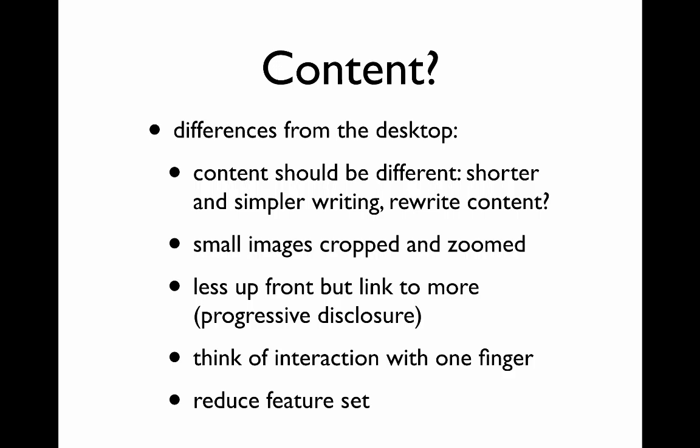So, some differences from the desktop in terms of the content. Again, the content should be different, shorter and simpler, so that it's easily viewable and easily scannable on a mobile website. Small images could be cropped and zoomed, with less upfront but linked to more. Progressive disclosure, for the mobile version. And of course, consider your website where one finger interaction could be the main form of interaction. Can one easily browse your website with just one finger? And you also want to reduce the feature set, as we mentioned earlier.